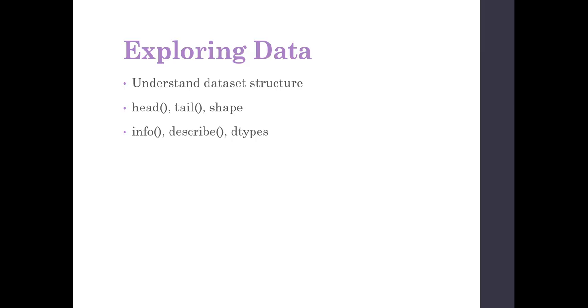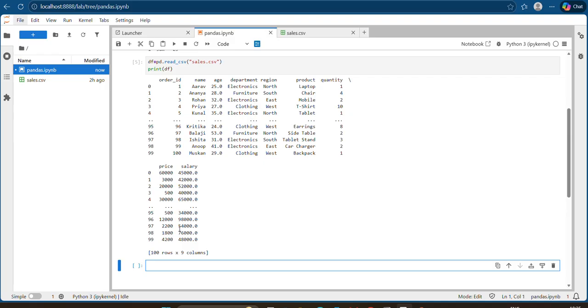So how do we explore it? How do we understand the data? We have different functions like head, tail, shape, info, describe, dtypes. All these functions will help us to understand it better. So for that we will code. I'll just show you one. Print sales.head.